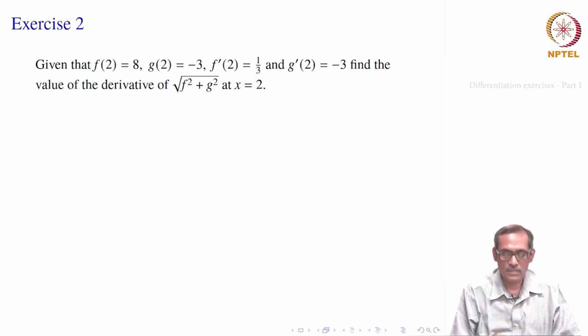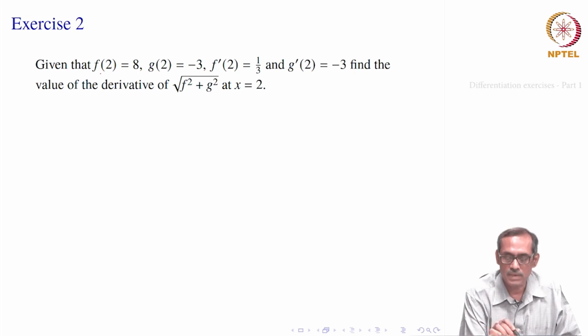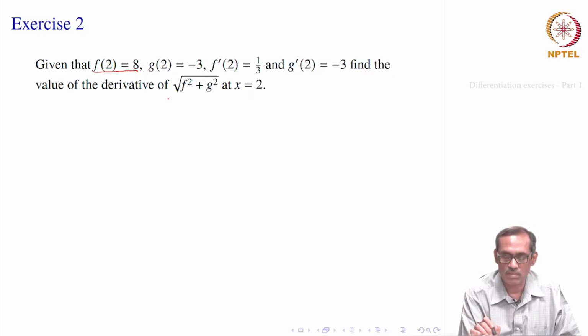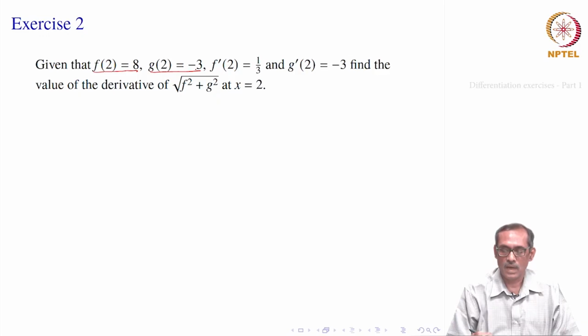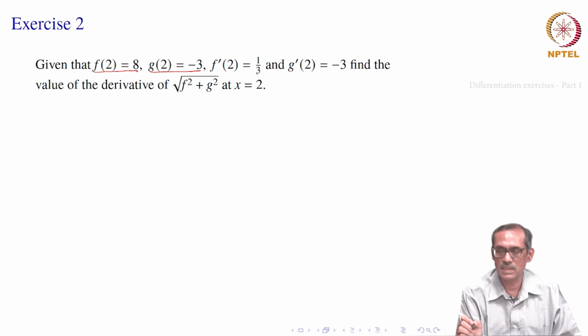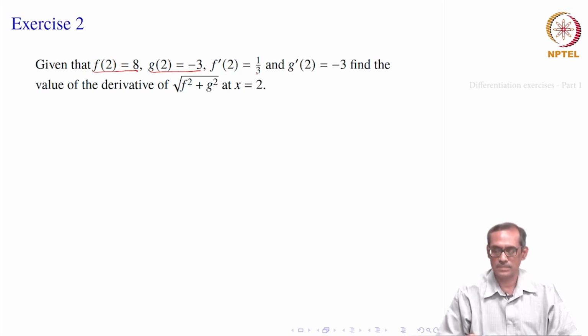So, in this problem we are given that f is a function where f of 2 equal to 8. So, we assume that it is defined everywhere unless there is some problem. Next, there is another function which is g. It is given that g of 2 is equal to minus 3, and also we are given their derivatives, say f prime at 2, again both at 2 we are taking. So, f prime at 2 equal to 1 divided by 3 and g prime at 2 equal to minus 3.